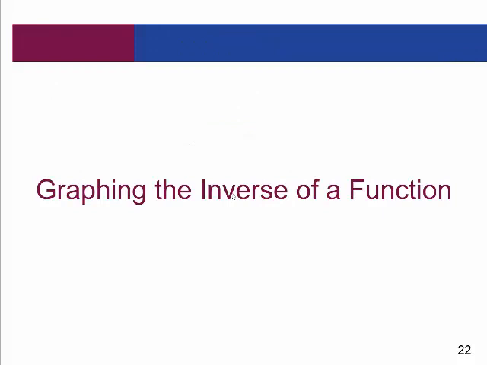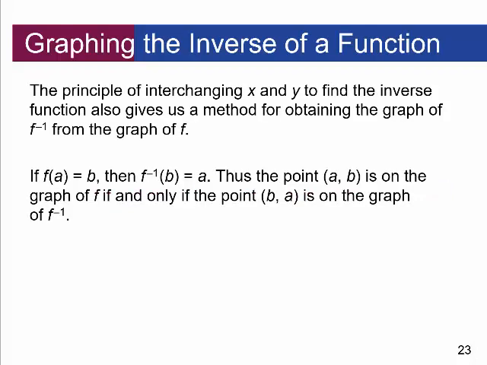And now let's talk about finally how you graph these inverse functions once you have them. The principles for interchanging x and y to find the inverse function also give us a method for obtaining the graph of f inverse of x from f. So if f of a is equal to b, then f inverse of b is equal to a. Thus the point (a, b) is on the graph of f if and only if the flip (b, a) is on the graph of f inverse.